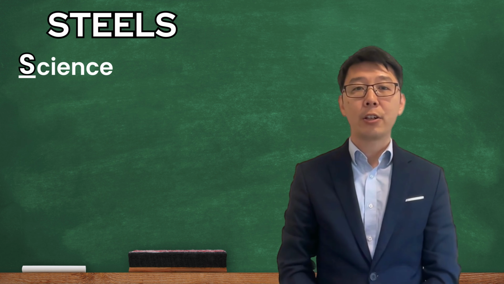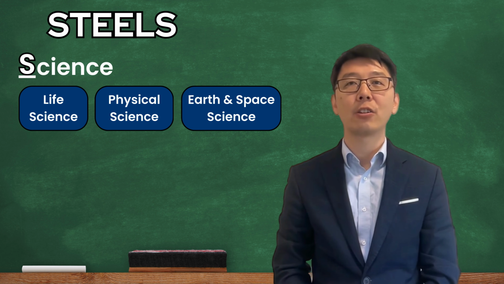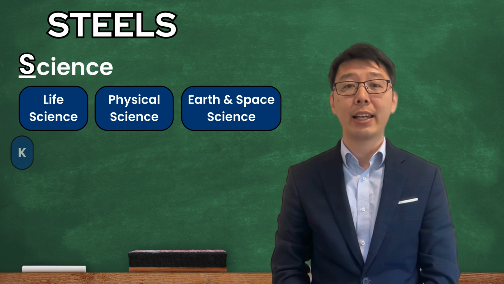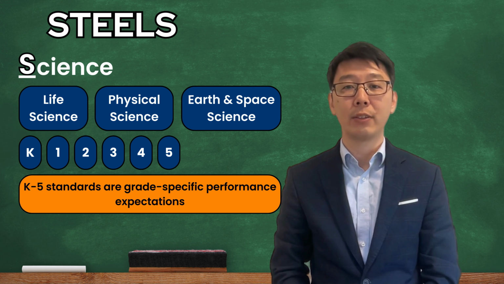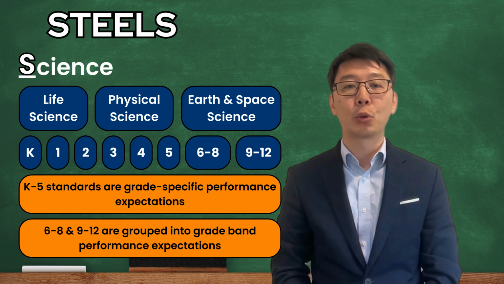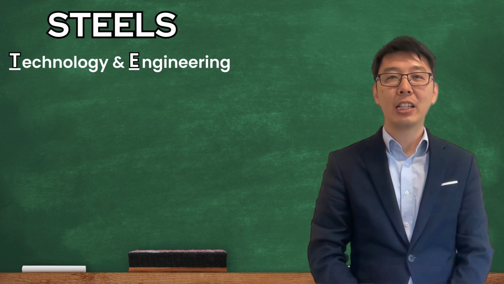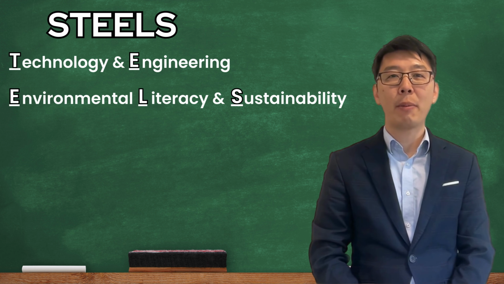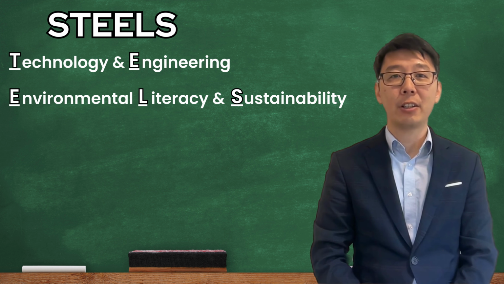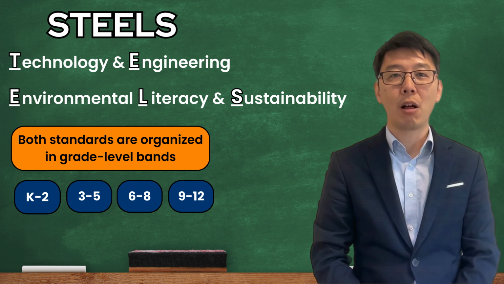The science standards are organized into 3 strands: life science, physical science, and earth and space science. For grades K to 5, the standards are grade-specific performance expectations. For grades 6 to 8 and 9 to 12, they are grouped into grade band performance expectations. Both the technology and engineering standards and the environmental literacy and sustainability standards are organized in grade level bands: K-2, 3 to 5, 6 to 8, and 9 to 12.